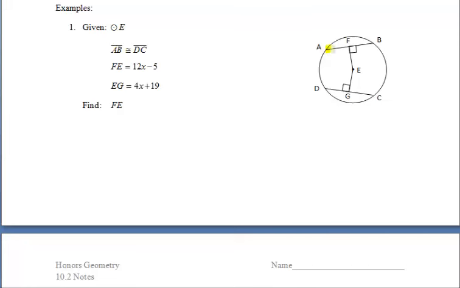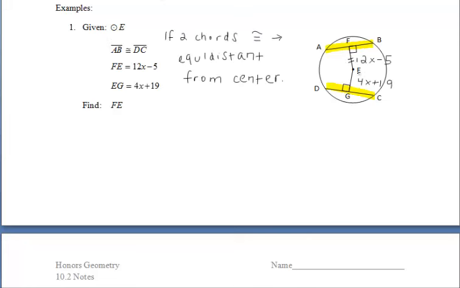For example 1, we're given that segment AB is congruent to segment DC. Right away, we should be thinking that those are chords of the circle. And then we're also told that FE is equal to 12x minus 5. And then we know that EG is equal to 4x plus 19.